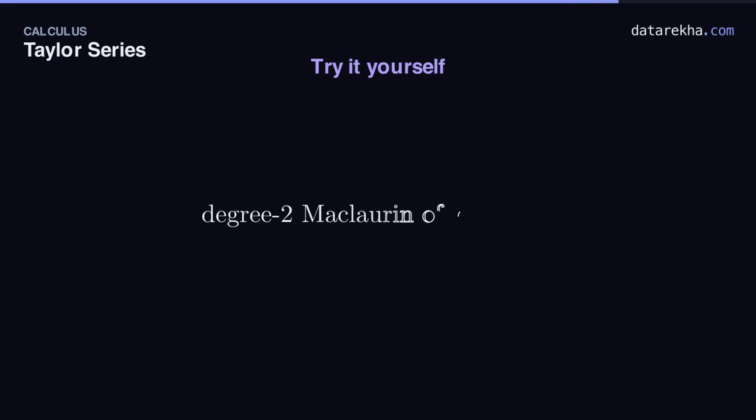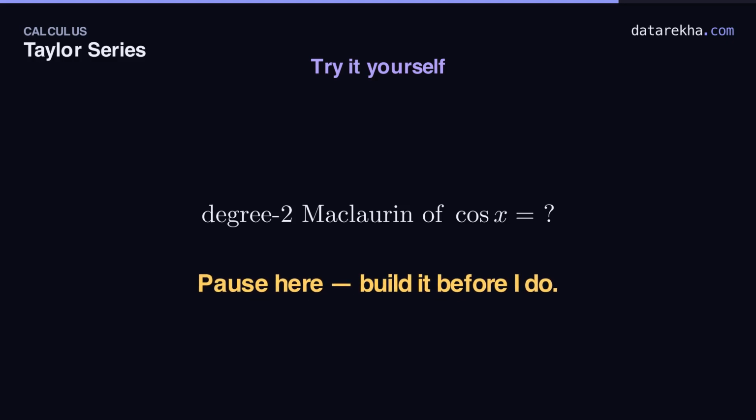Your turn. Find the degree 2 Maclaurin polynomial of cosine x. That means centered at 0, up to the x squared term. Pause the video, build it from the derivatives, and I'll wait right here.